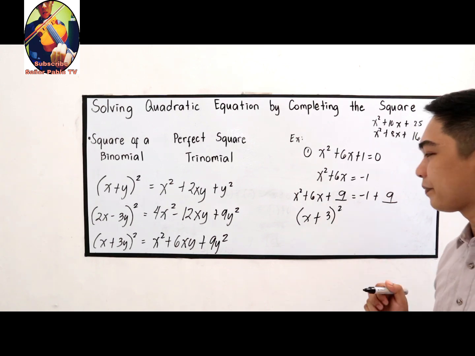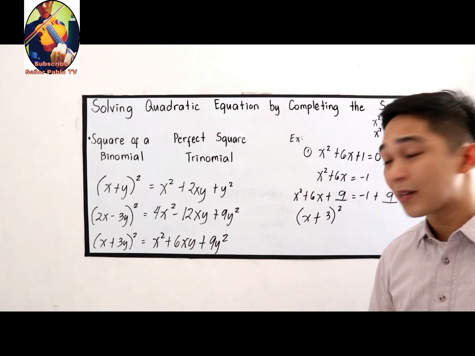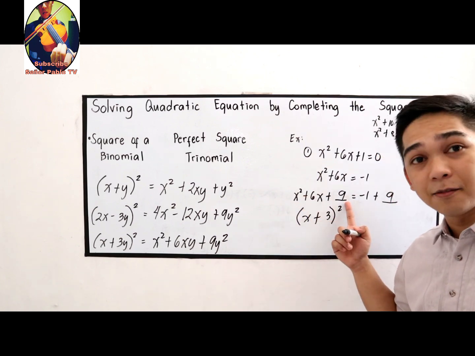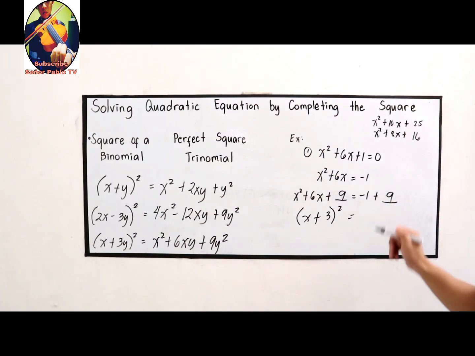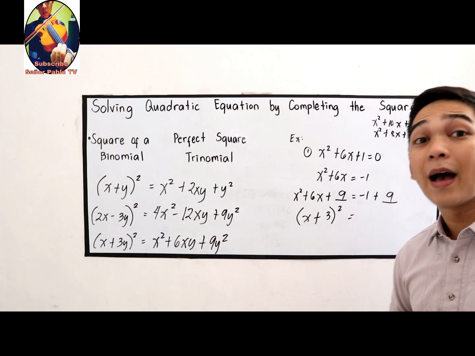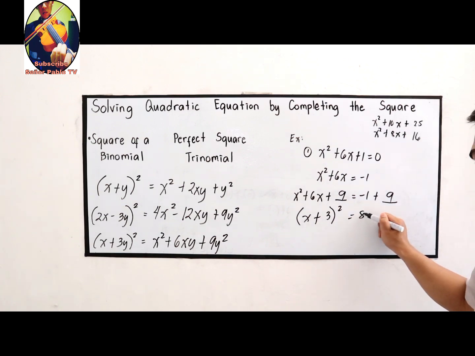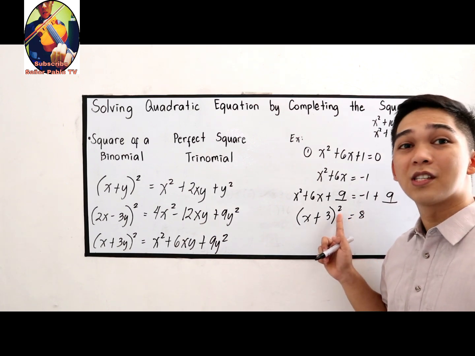then squared. So, note natin yung rules of PST. Dapat ang first and last term must be perfect squares. Is equal to negative 1 plus 9, positive 8. Okay. Now, i-remove na natin yung square.